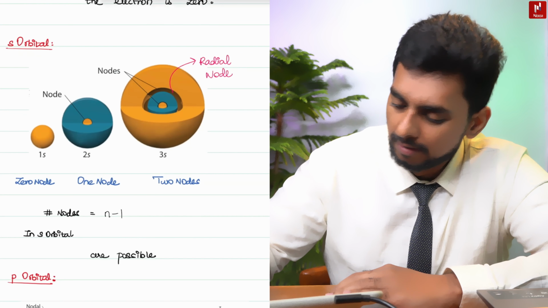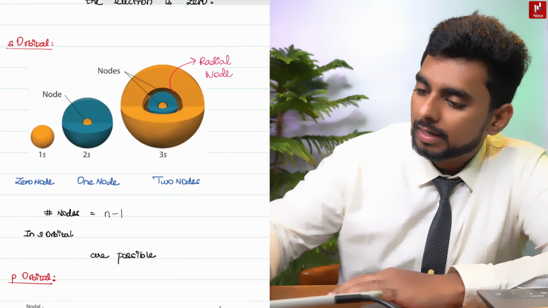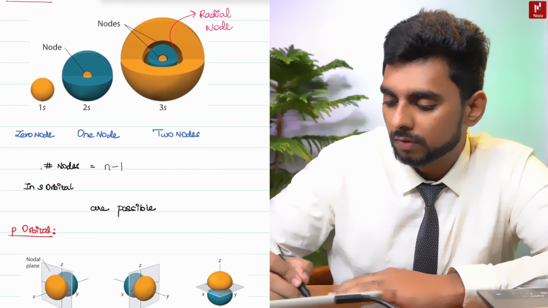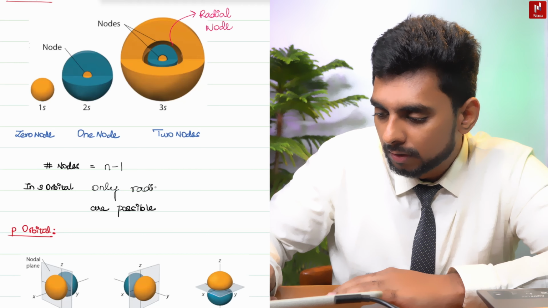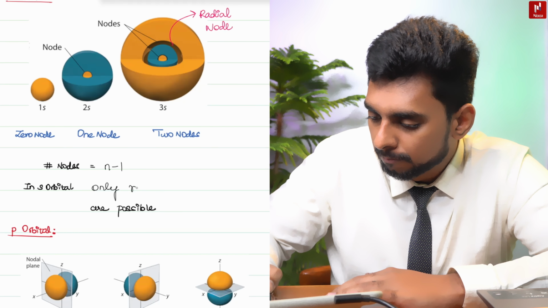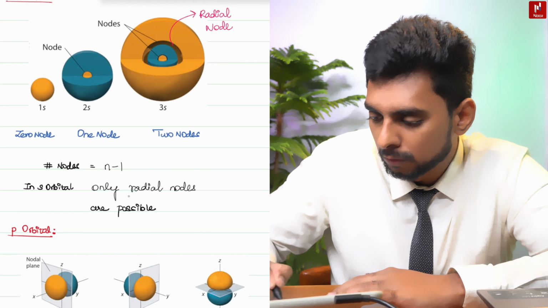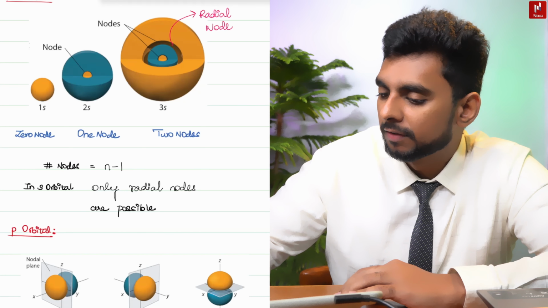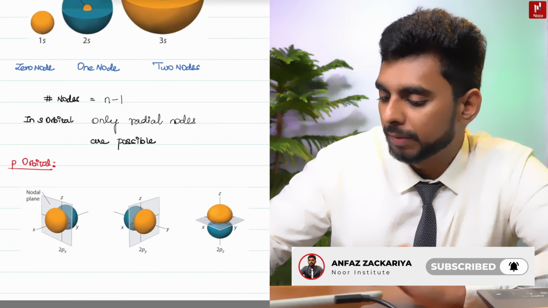In the s orbital, only radial nodes are possible; the other type, the angular node, is not possible. So you'll have to be clear about the node in the case of the s orbital. Then we will see the p orbital.